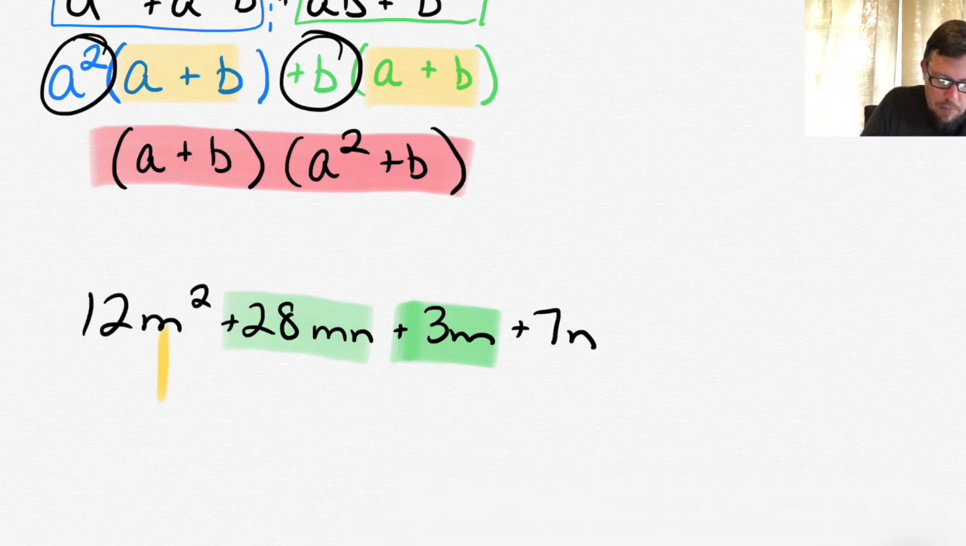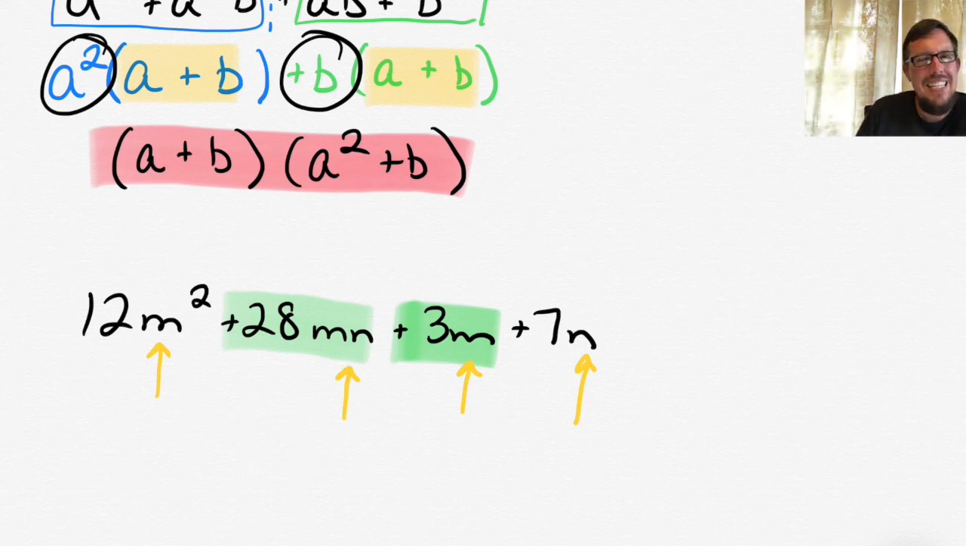The first term has m. The first term has m, and the third term has m, right? You may be thinking, well, yeah, this one had m also. What's the big deal? Well, look at the n's. This last term has an n, and this term also has an n.